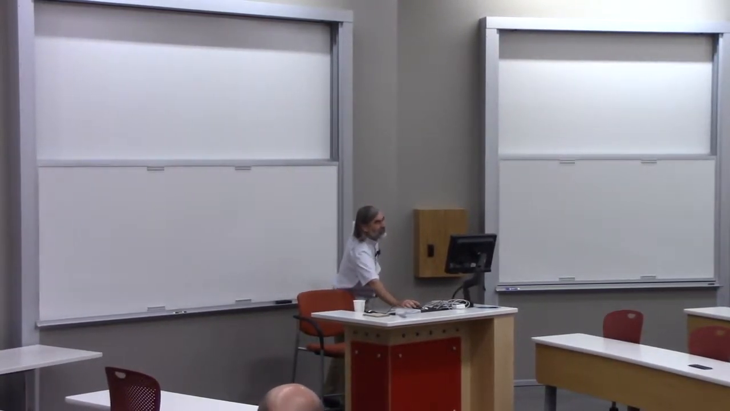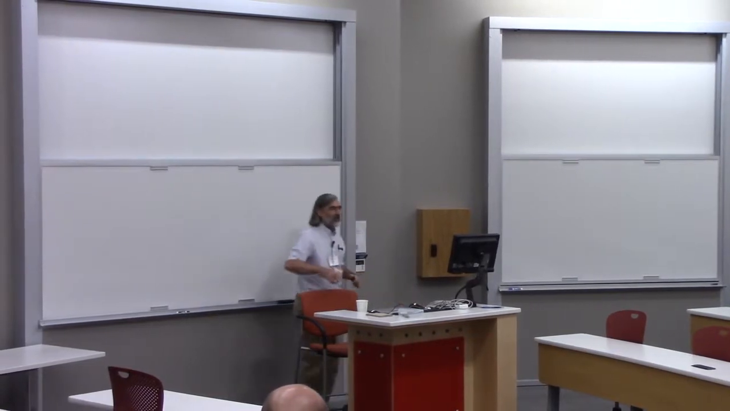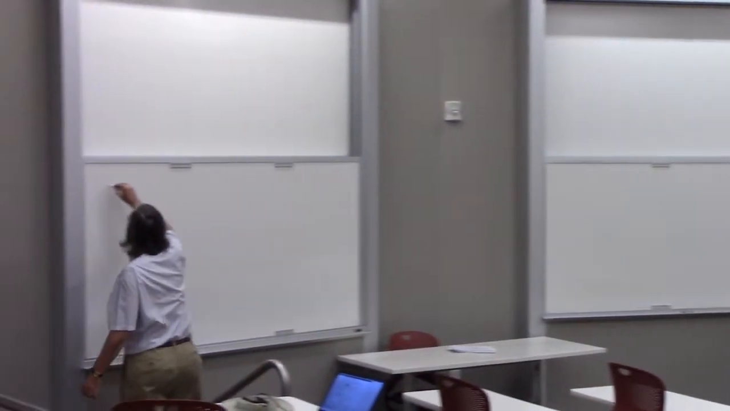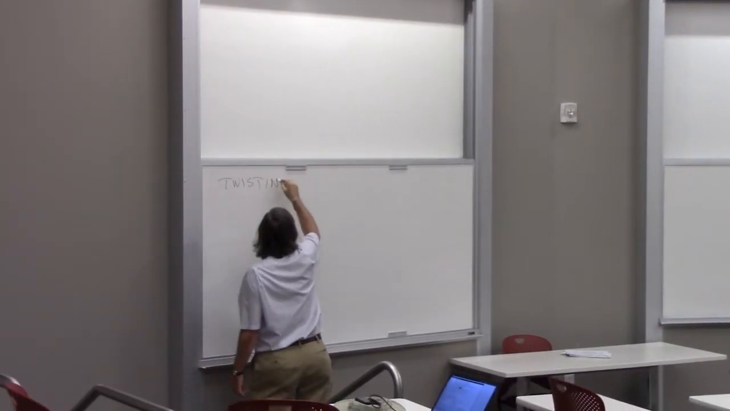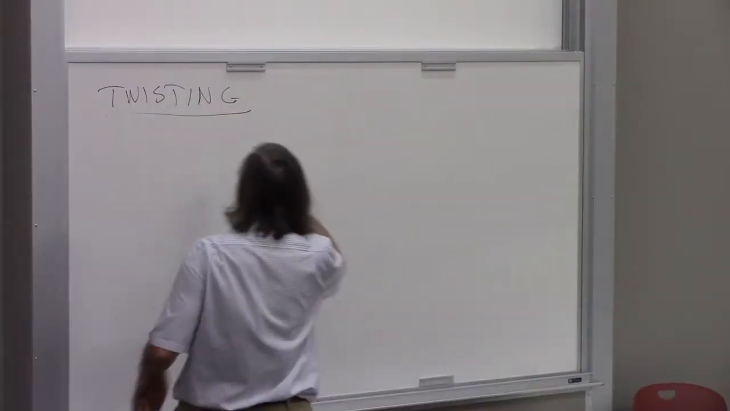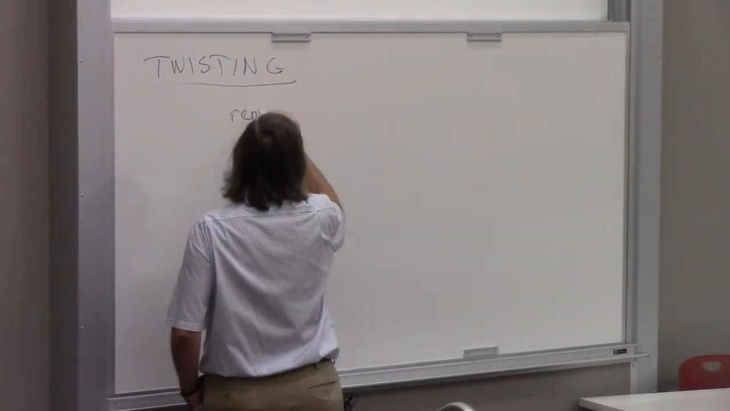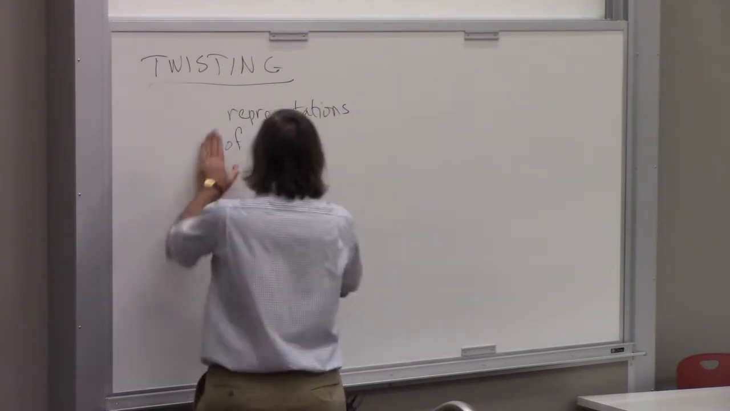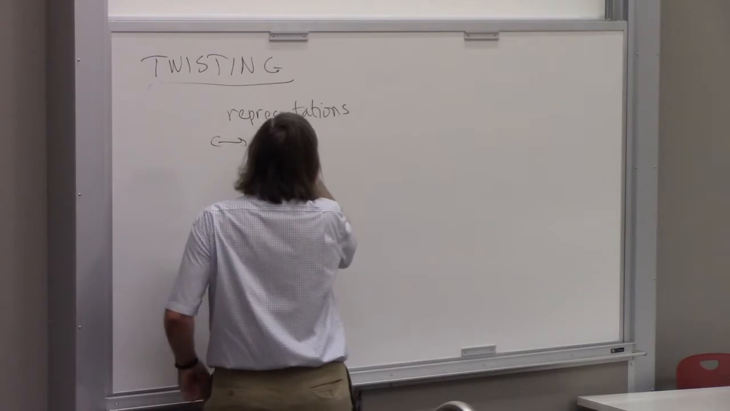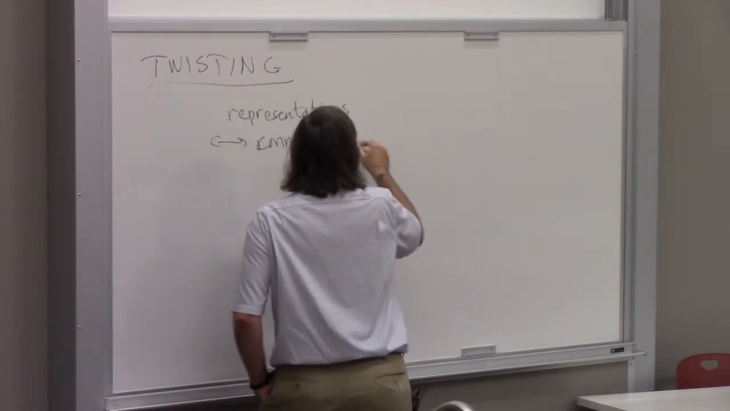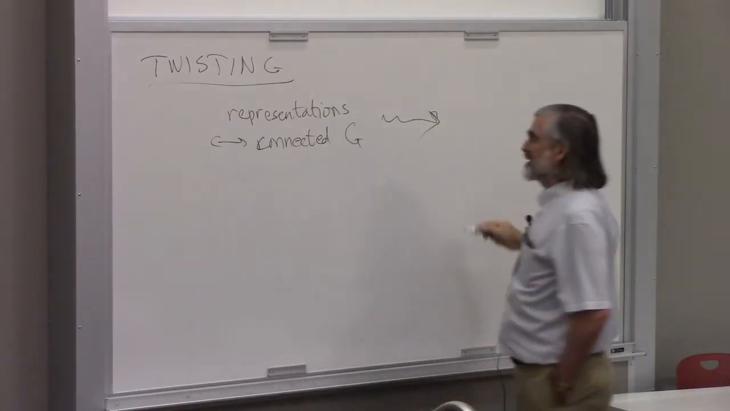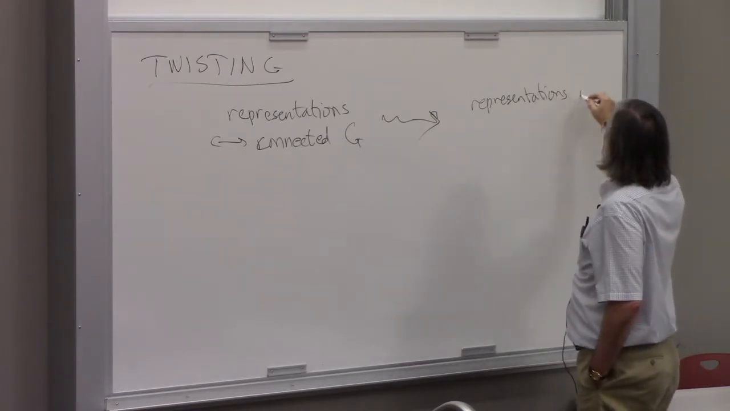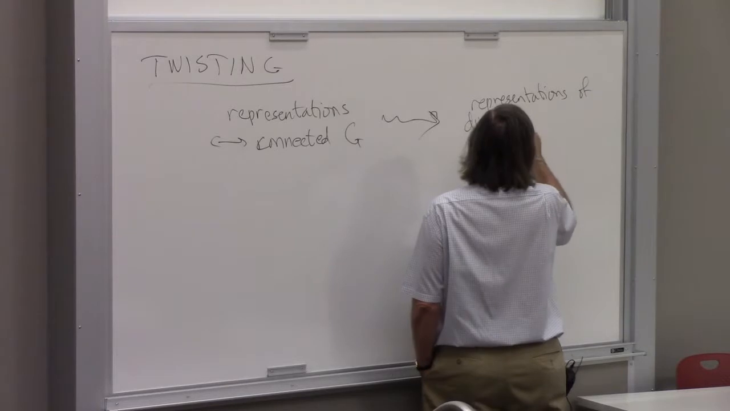What I want to talk about today is twisting, which means passing from representation theory, well, anyway, that's related to some connected G, passing to representations of some disconnected group.